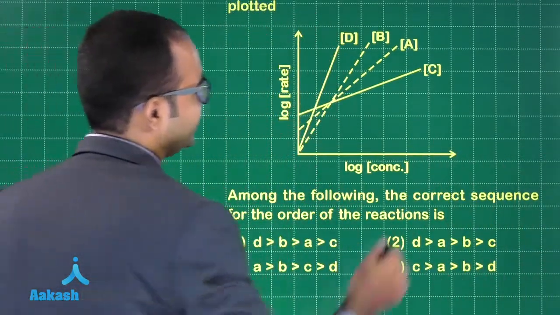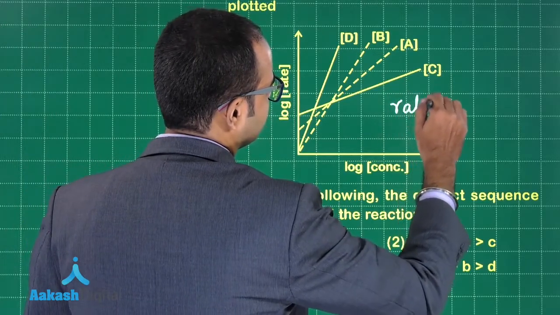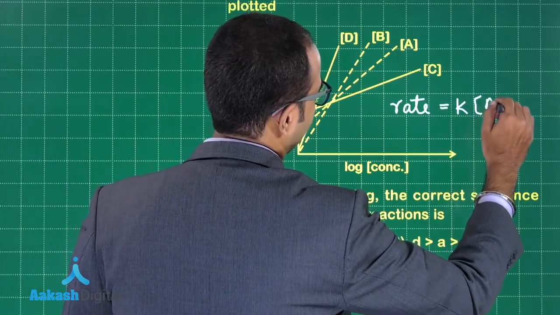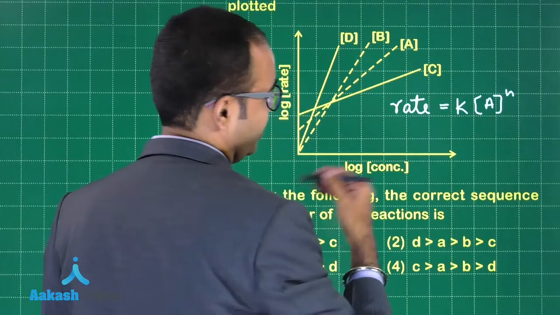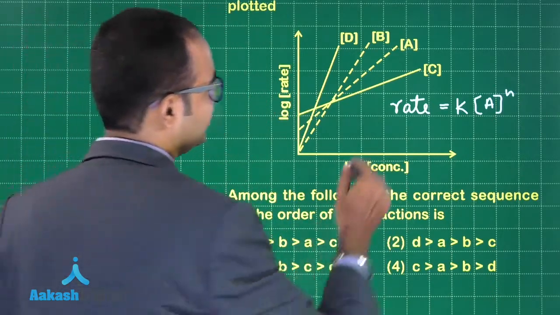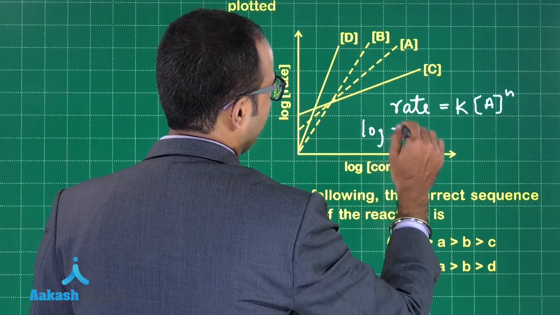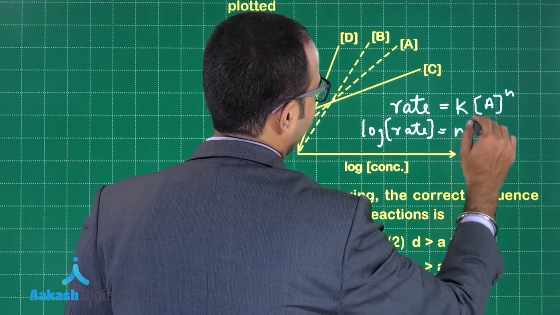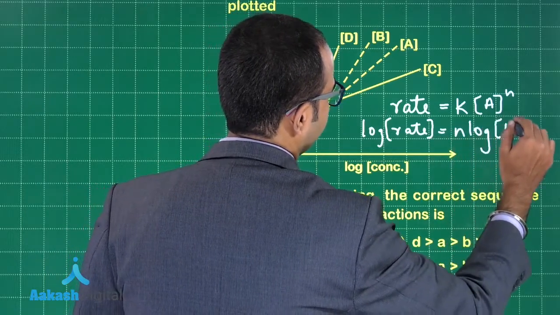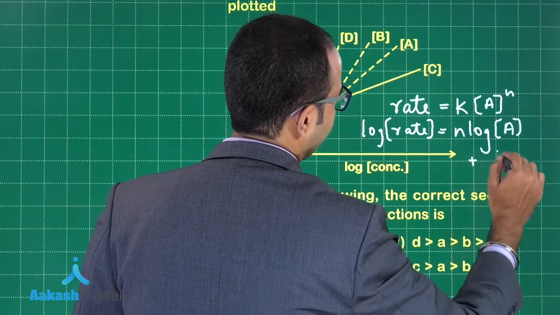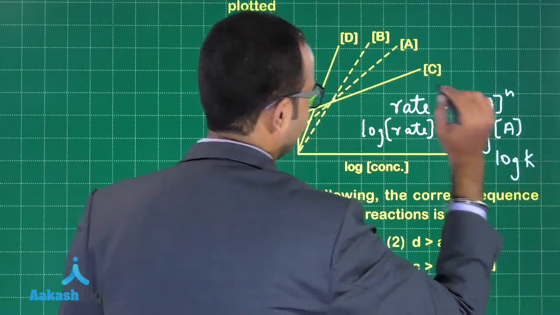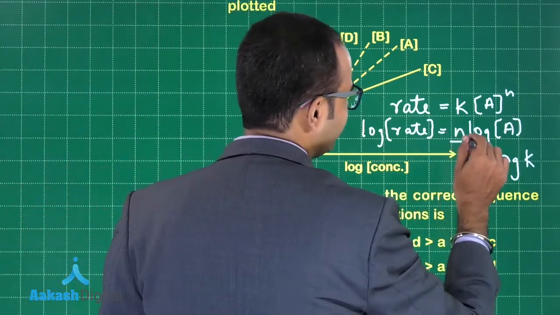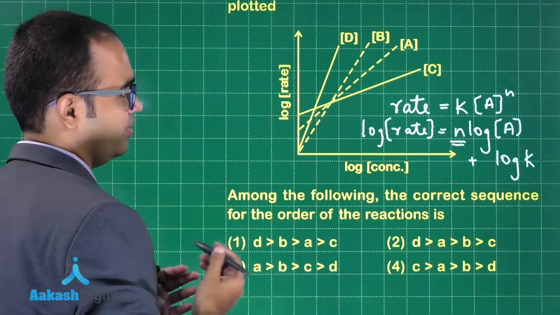So what is rate? Rate is equal to K into concentration raised to N. I take log on both the sides. If I take log on both the sides, what will I get? So this will be log of rate is equal to N log A plus log of K. So this is of the form y is equal to mx plus c. Yes, where n is the slope, right?